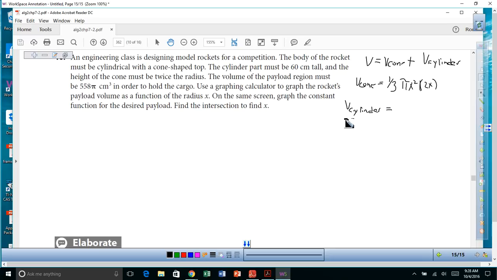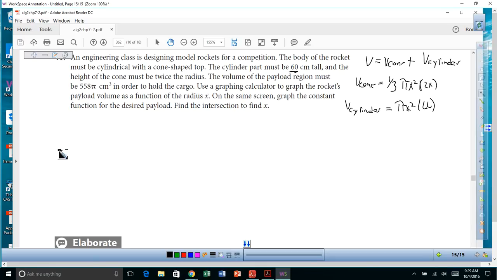The volume of the cylinder is going to be, again, pi r squared, or pi x squared, and then it's going to be 60. 60 is what we had in here, wasn't it? 60 centimeters tall. So that's the height. It's pi r squared h for the cylinder, and it's one third pi r squared h for the cone. All right, so now we got that.